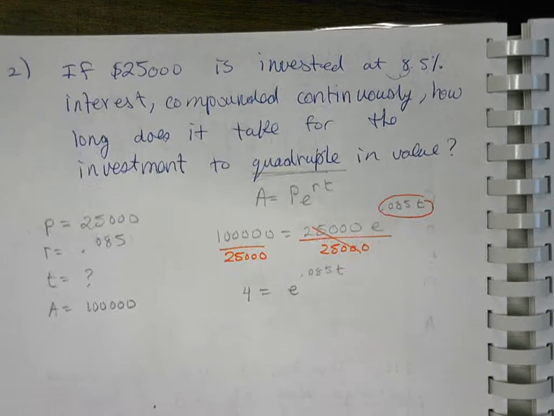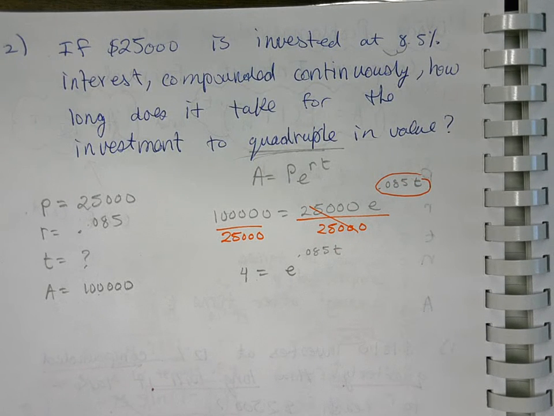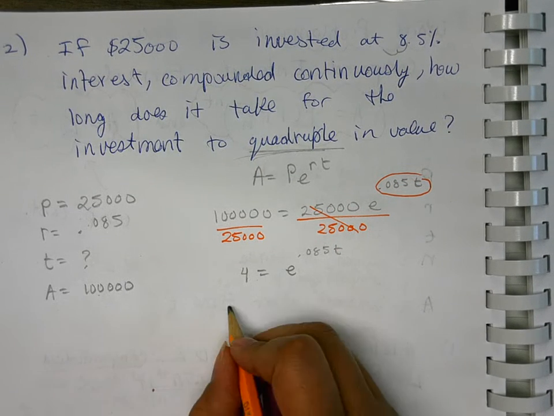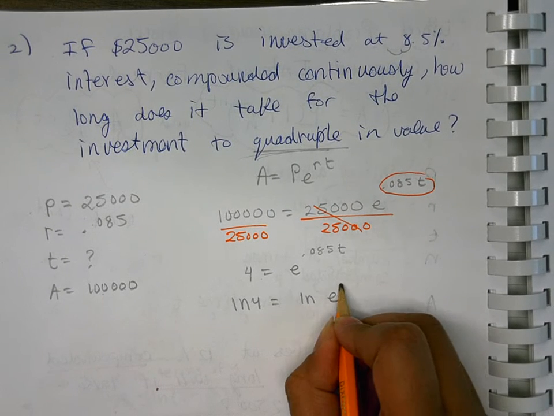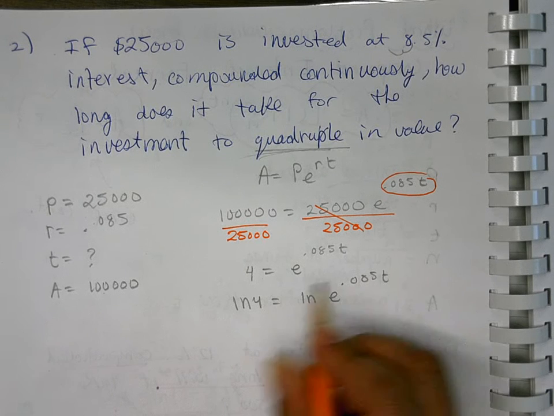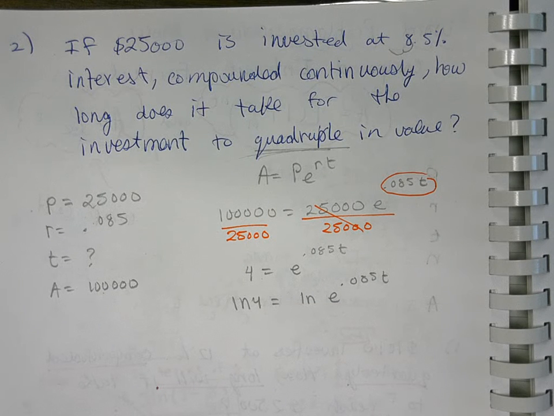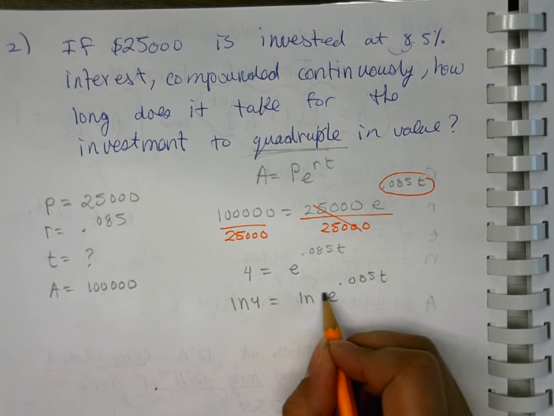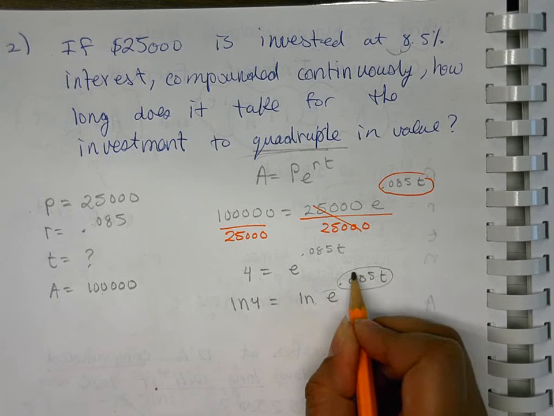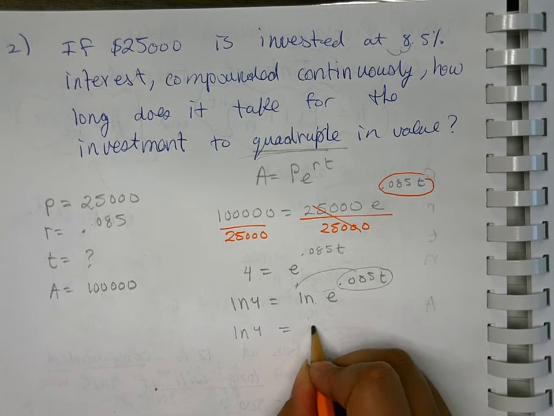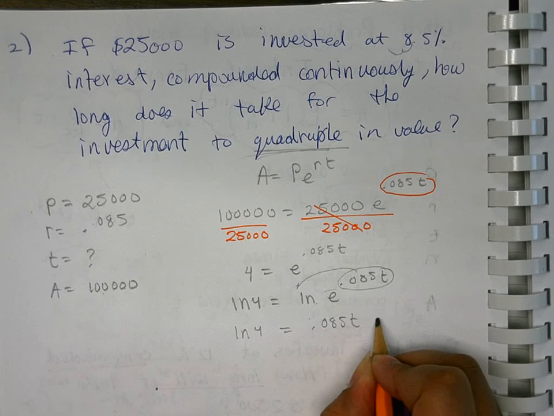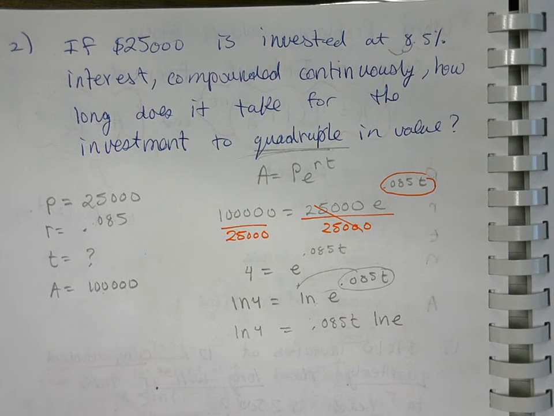At this point, are we ready to take the log of both sides? Yeah, but it's not log in this case. What are we going to do? ln of 4 equals ln of e raised to the 0.085t. And what happens with the ln of e? Isn't ln of e equal to 1? So before we change this to 1, what do we do with this exponent? Move it to the front, which is the whole reason we take ln of both sides, to get that out of the exponent. And ln of e is just 1, so I can ignore that.